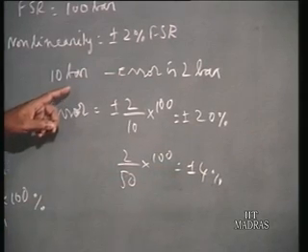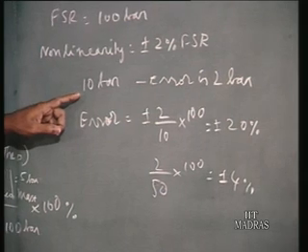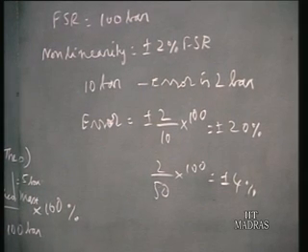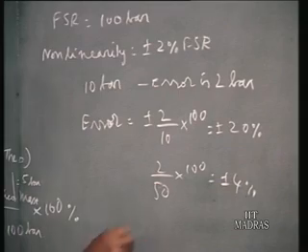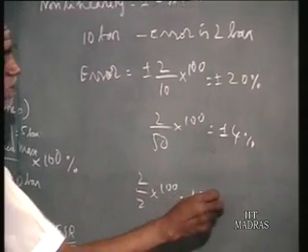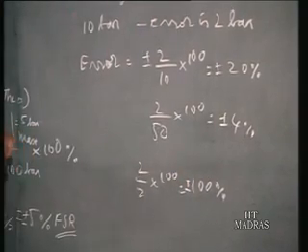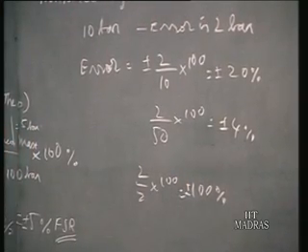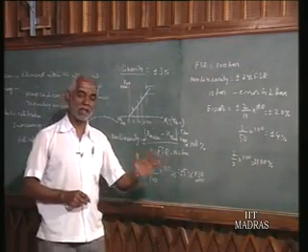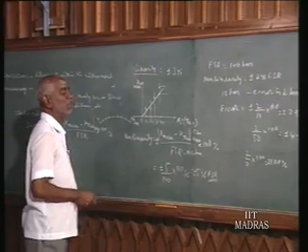Suppose we use this instrument to read a pressure of 2 bar, then the error is 2 by 2 into 100. So it's equal to 100% error. It means if I use this 2% full scale reading instrument to read a pressure of 2 bar, the reading is 100% inaccurate. So in such a way we should not use the instrument.